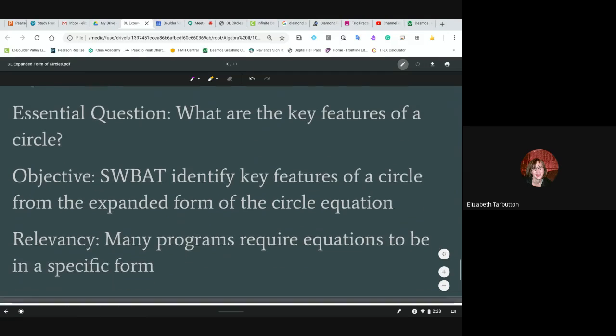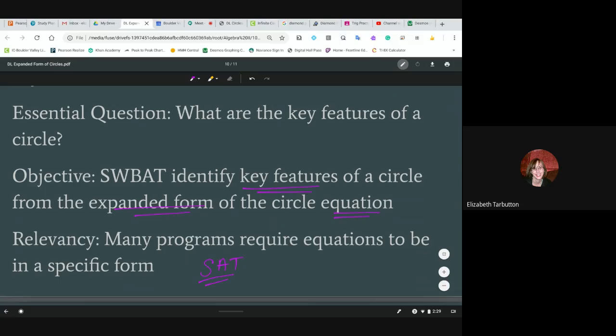So our objective today is to identify key features of a circle from the expanded form of its equation. Hopefully you see how to convert from the expanded form to the standard form. Many programmers require this. Also, SAT. Every single year, I see at least one question on SAT where it asks students to take the expanded form of a circle and utilize that in standard form some way, whether it's matching the graph or finding the radius or using it to solve a problem. So it is important to be prepared with how to convert between the standard form and the expanded form for your SAT.